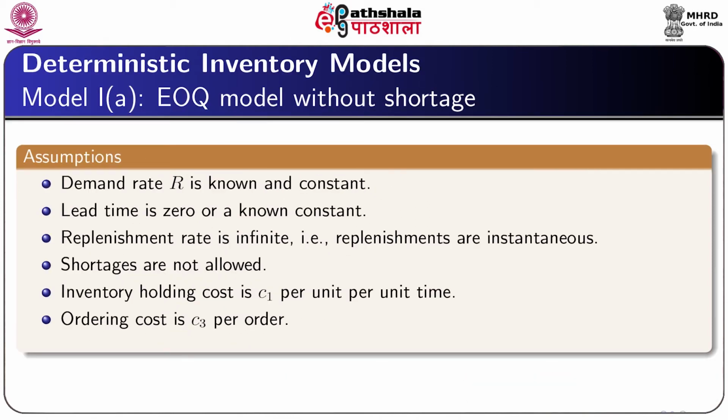Now, we develop the first model, that is, Model 1A, which is the EOQ model without shortage. This is a deterministic inventory model. The assumptions of the model are as follows. We assume that the demand rate R is known and constant. The lead time is 0 or a known constant. Replenishment rate is infinite, that is, replenishments are instantaneous, or replenishment time is 0. Shortages are not permitted. Holding cost is C1 per unit time, and ordering cost is C3 per order.